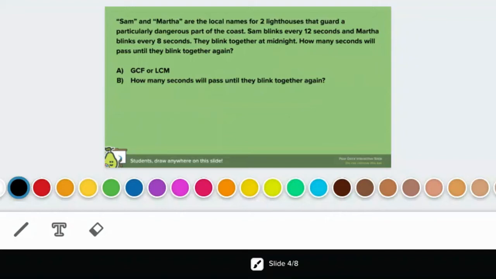So you first want to be thinking LCM or GCF. Well, the next time that they're going to blink together, I know it's going to be a number that's larger than 12 and 8, so that's going to be the least common multiple. So on my slide, I'm going to choose orange, and I am going to highlight that I am doing the least common multiple for this problem.